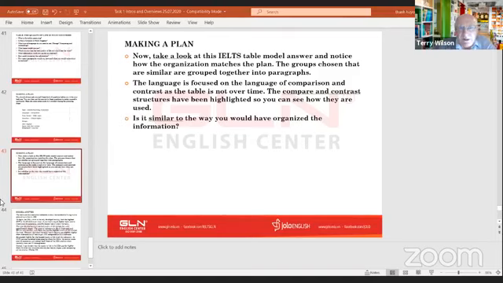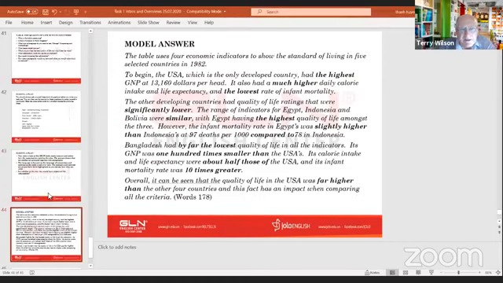So now take a look at the IELTS table model answer and notice how the organisation matches the plan. The groups chosen that are similar are grouped together into paragraphs. The language is focused on the language of comparison and contrast, as the table is not over time. And the compare and contrast structures have been highlighted so you can see how they are used. And is it similar to the way that you would have organised the information? And here we have the model answer.